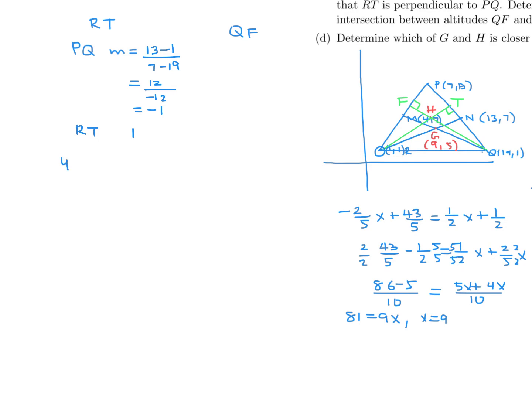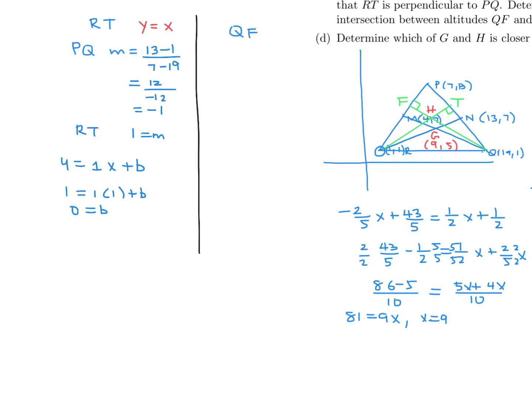So therefore that equation would be y is equal to mx plus b, and that m I have already figured out as 1. And then since Q is on the line RT, I can put that in, which is the coordinates 1, 1. So 1 is equal to 1 times 1 plus b, and therefore b is 0. So the equation of RT is y is equal to x. Okay, that's nice. That's a good start.